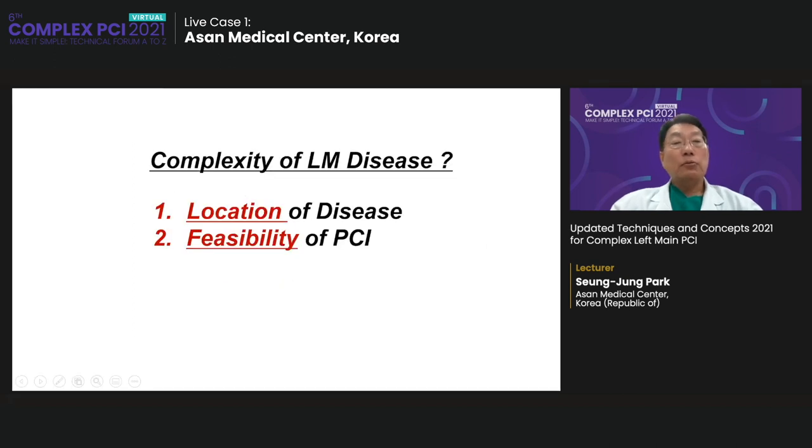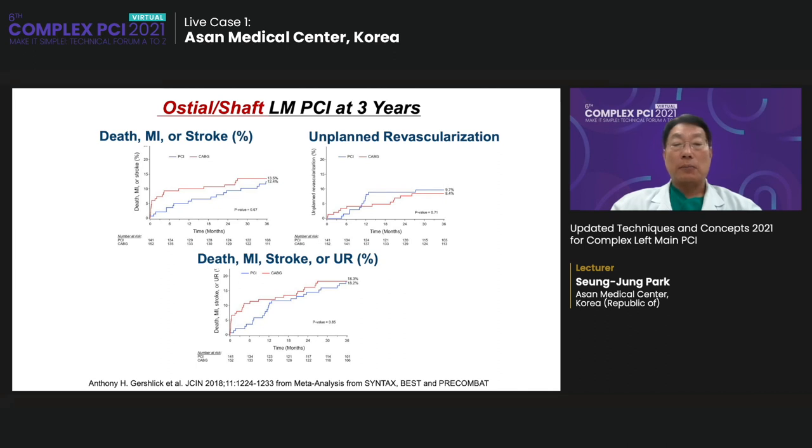So we have to consider physiologic evaluation of a PCI as a further procedure before decision making. And so complexity of left main disease, I would say, first, and location of disease and feasibility of PCI. It's the technical aspect. And if you look at some meta-analysis from the SYNTAX-based pooled study, for ostial shaft disease, actually PCI is good, a little bit better than the bypass surgery. So actually there is no statistical difference between the two.